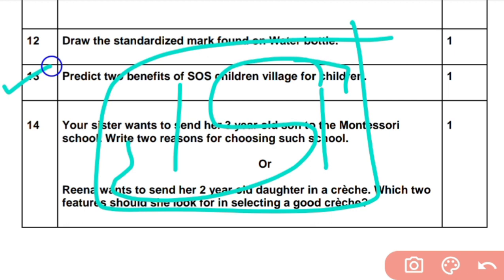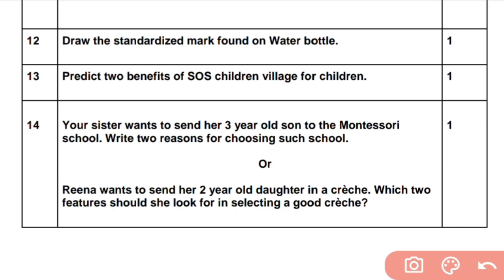Do you remember when we were talking of how to attempt the MCQs? I'll give you the link. I told you that in case you don't know the answer, read the rest of the paper. Many a times you'll find the answer somewhere else. So, we had seen earlier, SOS village was there where we had to eliminate it. Now, here you have to give two benefits of SOS Children Village which is there for the children. Can you tell me what those advantages are?